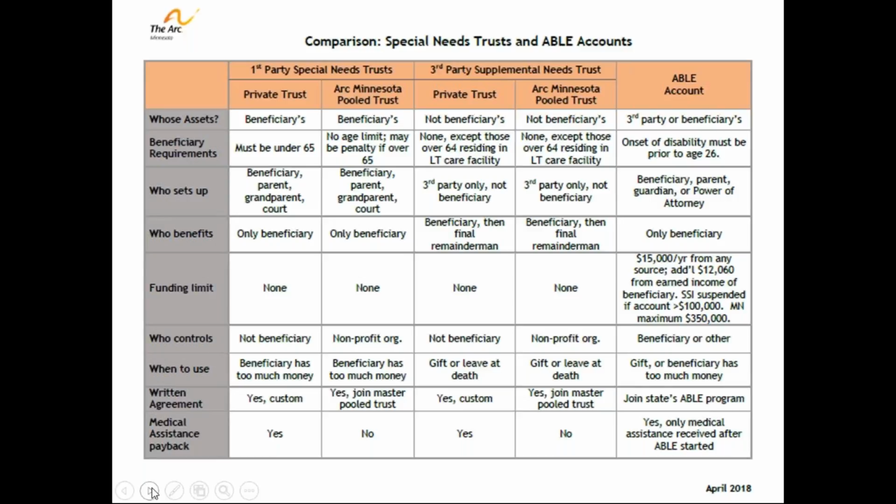So again, a Special Needs Trust and a Supplemental Needs Trust are estate planning tools, whereas the ABLE account is a checking account that you can spend money on, and it's the person's own money to manage. So the ABLE account is a here-and-now financial tool, and the Special Needs and Supplemental Needs Trusts are estate planning tools.